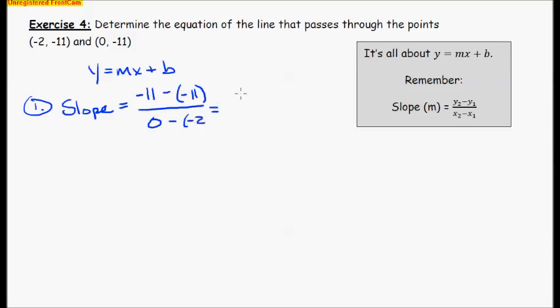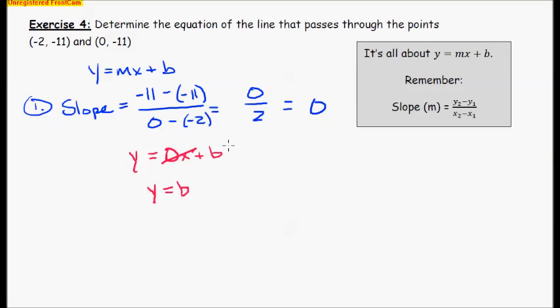So let's see. Now, negative 11 minus a negative, that's really plus. So that actually gives me a 0 up there, and this gives me a 2 down here. Well, 0 divided by anything is just 0. Huh, we didn't have that happen before. So far, y equals mx, oh, my m is 0, plus b. Well, that's kind of weird because 0 times anything is 0. So that is going to cross out. So my equation really is y equals b.